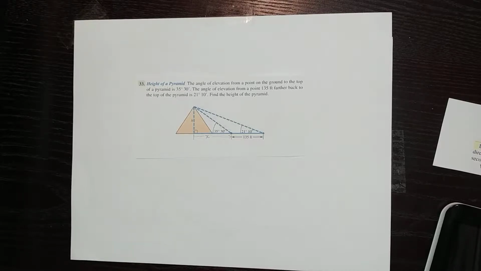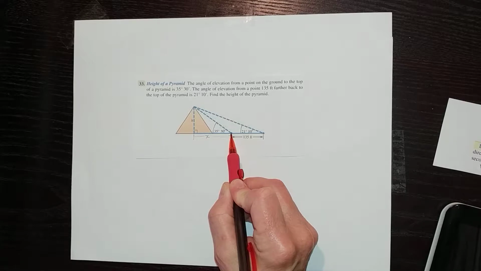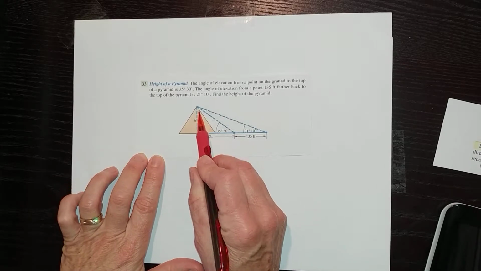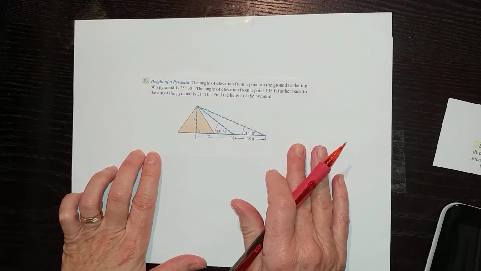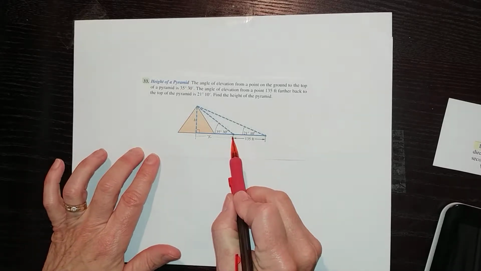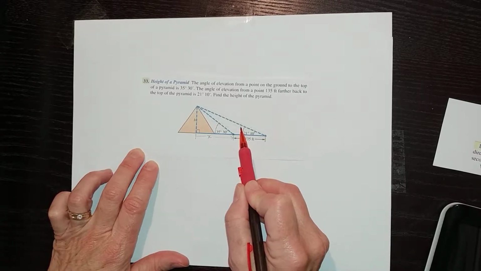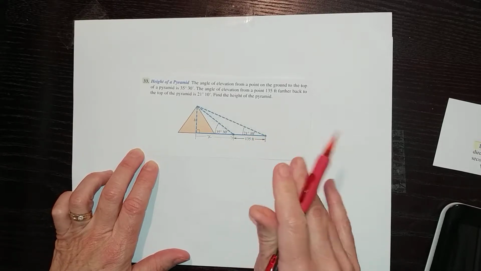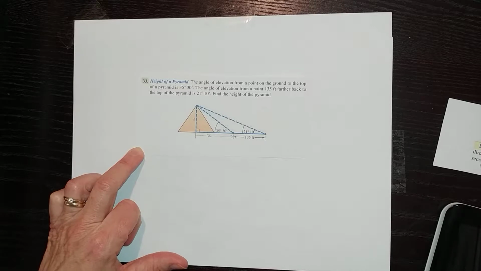This problem reads, the angle of elevation from a point on the ground to the top of a pyramid is 35 degrees and 30 minutes. So they gave us a nice picture. They're talking about this point right here. From this point, here's the horizontal and you're looking up to the top, it creates a 35 degree, 30-minute angle. The angle of elevation from a point 135 feet further back: if you move back from this point 135 feet and look up, the angle of elevation created is 21 degrees, 10 minutes. What they ask us to do is find the height of the pyramid.